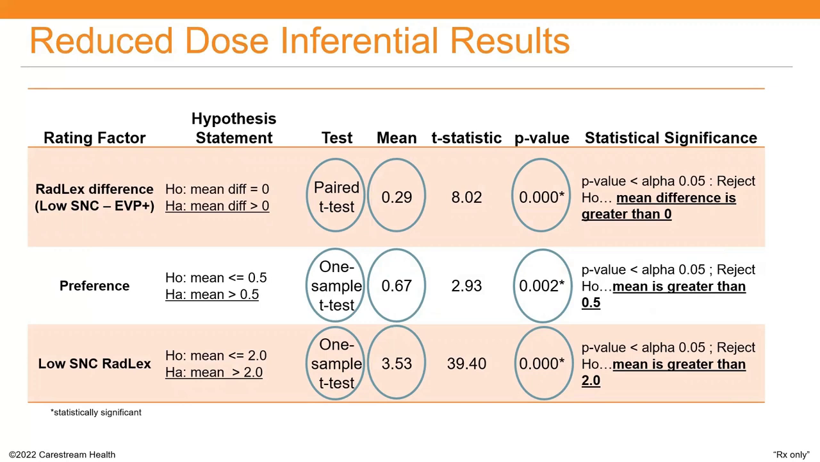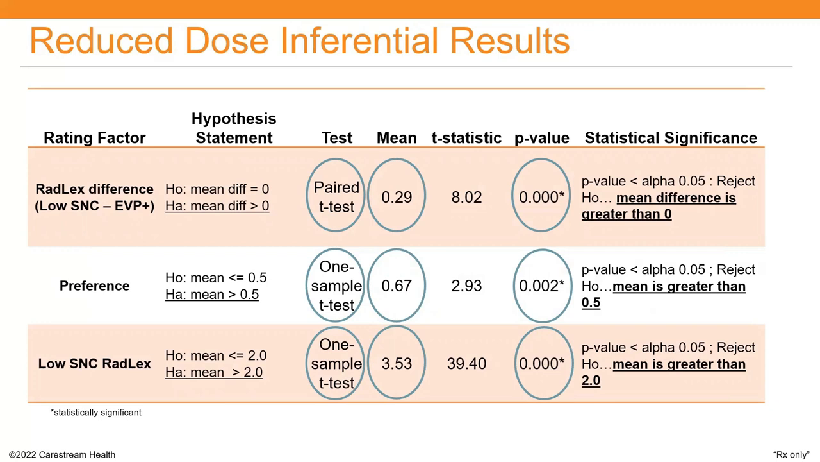The one sample t-test was used to test safety and effectiveness of the SNC processing on reduced dose images, testing if the mean reduced dose SNC RADLEX rating is greater than 2.0, limited. And at the 95% confidence level, SNC processing is safe and effective with the mean rating of 3.53.